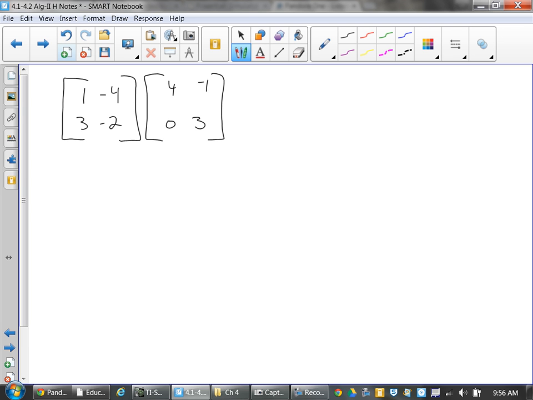And what you wind up doing, well, I'll show you this in a second. This is another 2 by 2. Are we okay with that? Since we know the answer is going to be 2 by 2, how many columns are in a 2 by 2? 2. That means we have to write down the first matrix twice.